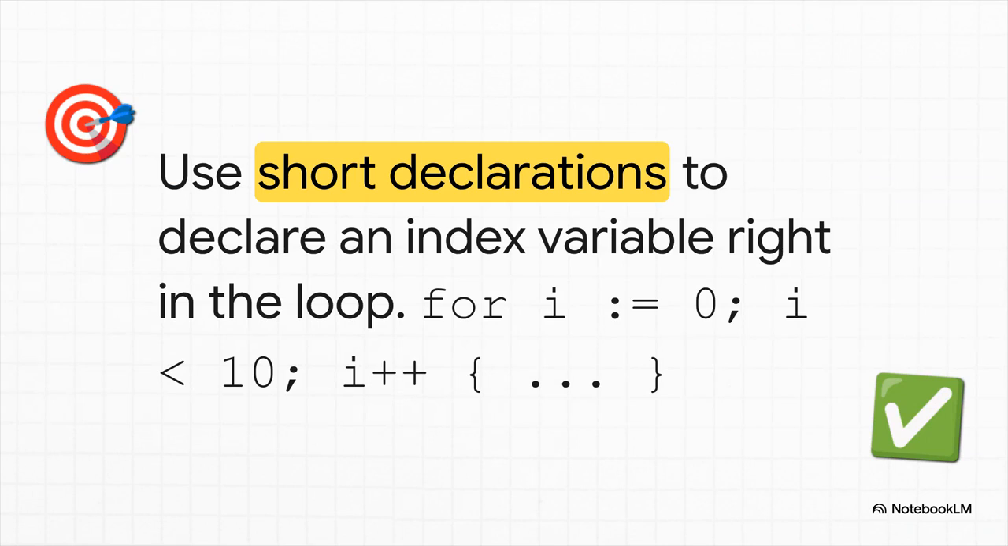And here's something else that's really cool. Go really pushes you to write clean code by using short variable declarations. See how we're declaring and initializing the index variable i right there inside the loop? This is great because it keeps the variable scope tucked away neatly right where it belongs. It's a small thing, but it makes a huge difference for writing code that's easy to maintain.